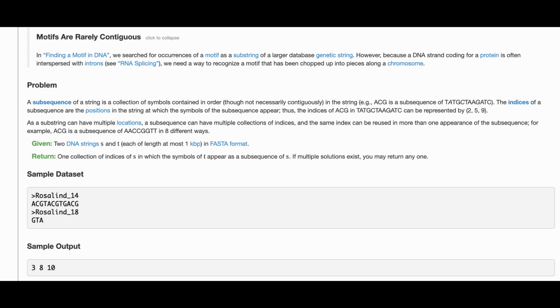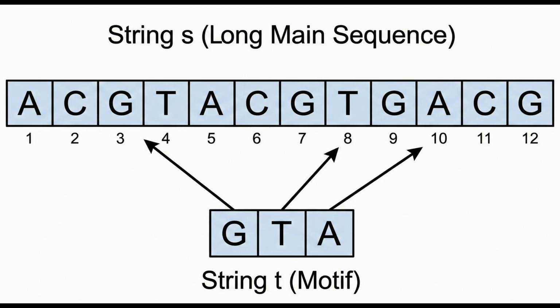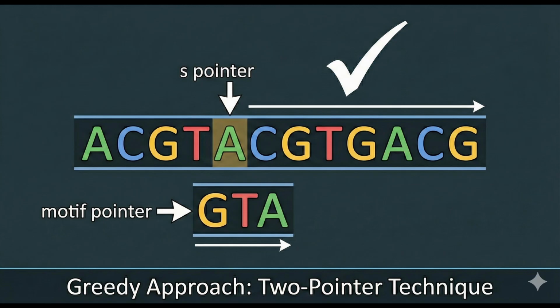Let's look at this Rosalind problem. We have two DNA strings. String S is our long main sequence, and string T is the short motif we are hunting. We need to find the locations in the big string where G, T, and A appear in that specific order.